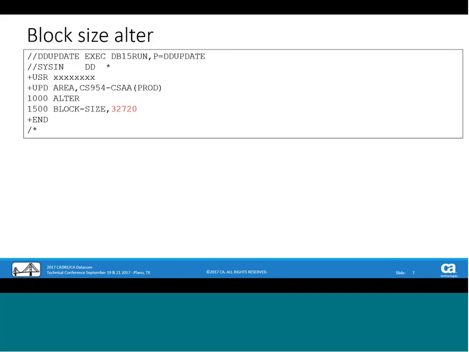And this is the DD update job to actually initiate the move. Again, the area occurrence name, you'll recognize that. I know you won't, I guess it was a different one than what was in my earlier ones, but this is the area occurrence name. It's on prod status. You're operating against the production version. We're doing a 1000 alter, and the 1500 transaction is a block size change and the new block size on there. Very straightforward.